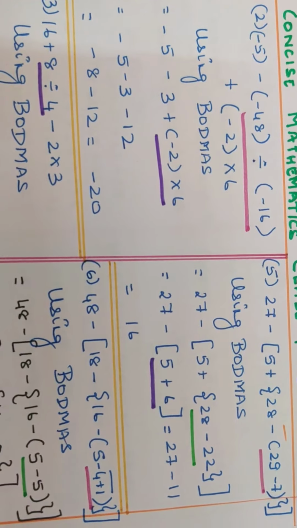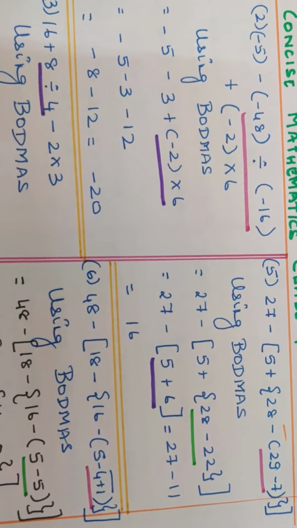Now 28 minus 22 is in the curly bracket or the flower bracket. So let's do the evaluation there. It becomes 5 plus 6. Therefore the expression is 27 minus 5 plus 6. The expression becomes 27 minus 11 and the answer is 16.